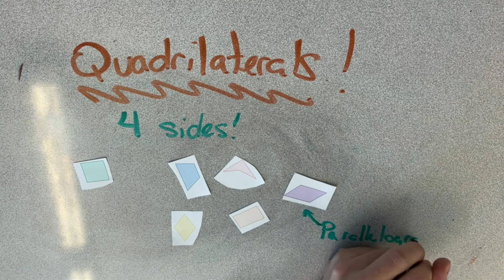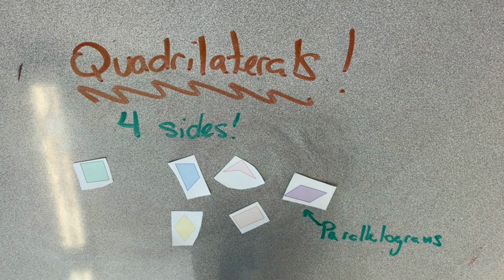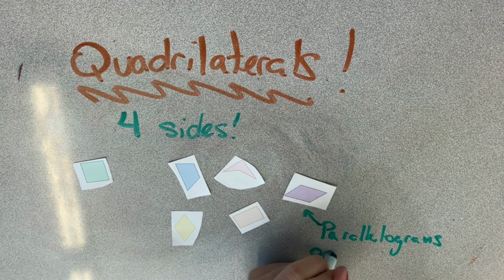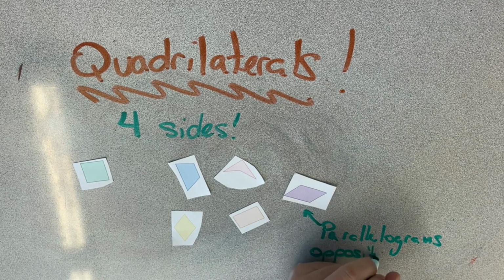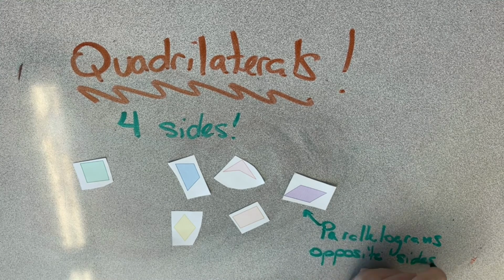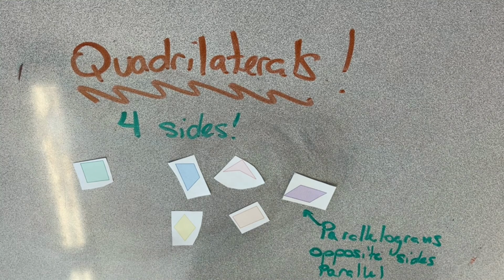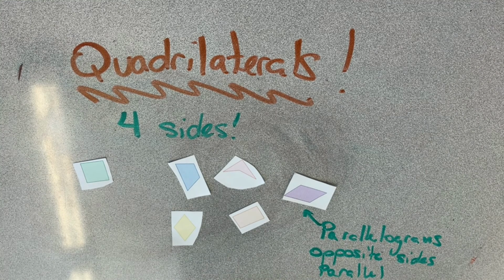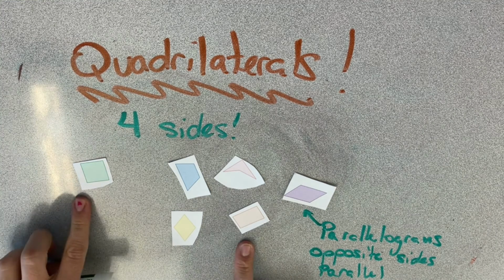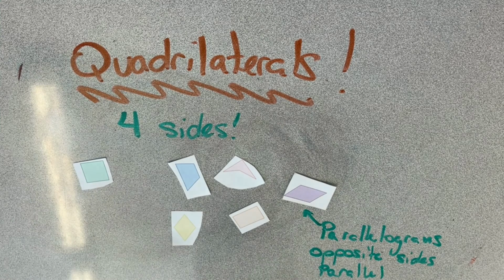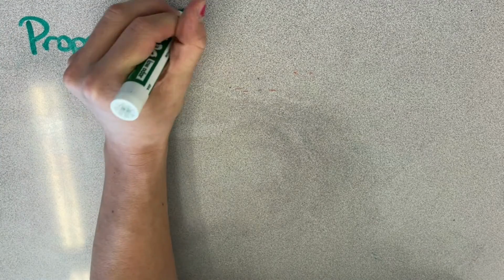Parallelograms are a special kind of quadrilateral. You can tell by the name, but opposite sides have to be parallel. That's our definition of a parallelogram. It's a quadrilateral with parallel opposite sides. Now there are special kinds of parallelograms. We'll get to those later, but like this square and rectangle. So let's begin by taking a close look at some of the properties of quadrilaterals.